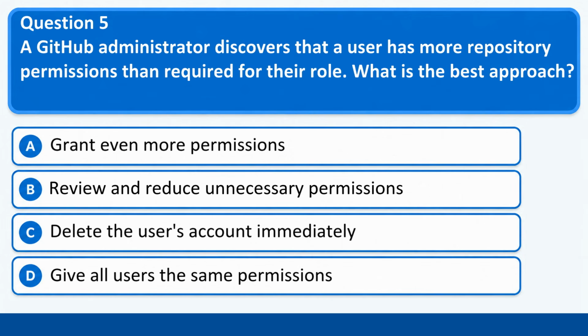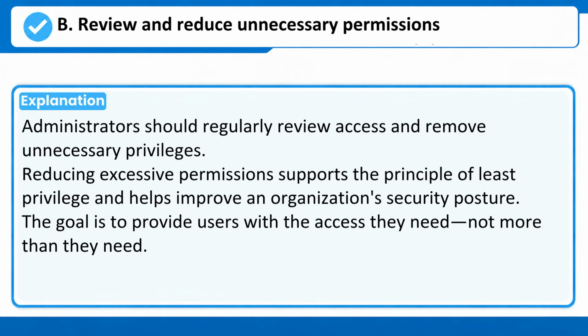Question 5. A GitHub administrator discovers that a user has more repository permissions than required for their role. What is the best approach? A. Grant even more permissions. B. Review and reduce unnecessary permissions. C. Delete the user's account immediately. D. Give all users the same permissions. Correct answer: B. Review and reduce unnecessary permissions.